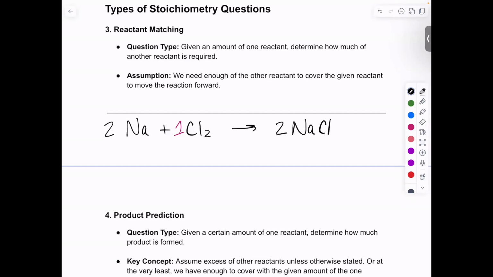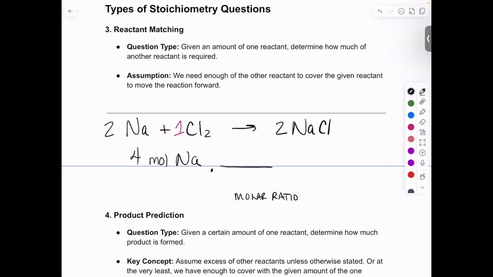All right, so here's a quick example. If I say I have 4 moles of Na, and I want to know how much chlorine do I need here? This is where we apply molar ratio. It's usually the first thing you do in these types of problems. You have to have moles first.